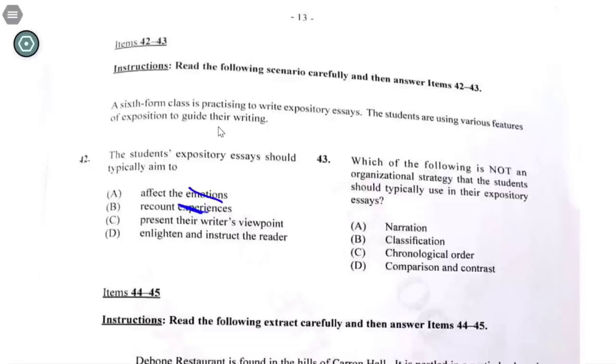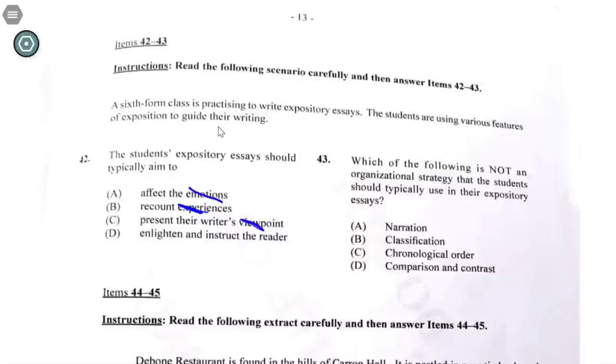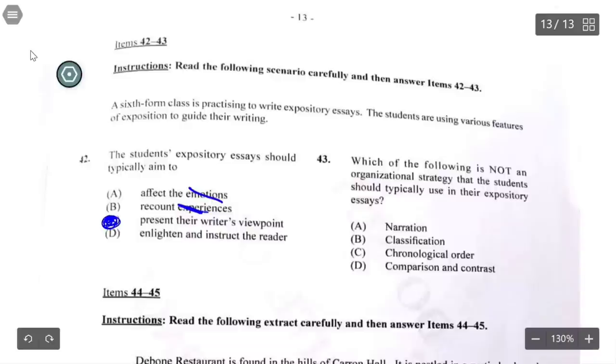Present the writer's viewpoint. That's argumentative. That sounds argumentative to me. Now, to enlighten and instruct the reader, I would say that's like presenting facts. But what has me kind of iffy about it is the instruct the reader part. So ultimately, I would have chosen C. Or would I? Yeah, I would have to present the writer's viewpoint, because instruct sounds still a bit like you're trying to persuade, and that's like a no-no.